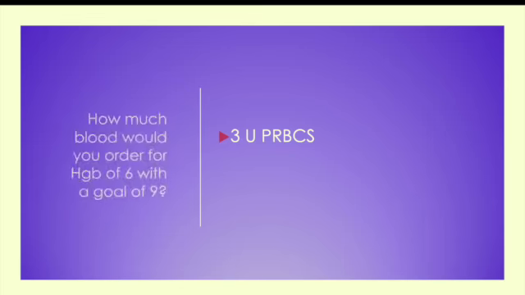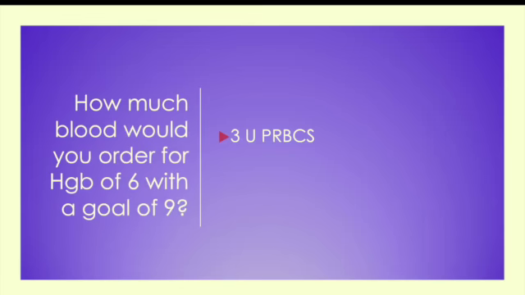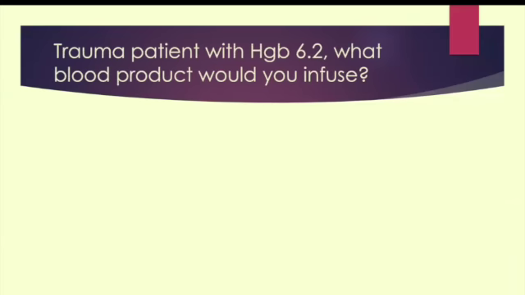And then 3 units of PRBCs is what you would order if your hemoglobin was 6. Remember, it's 13% for each unit of red blood cells that you give. So the trauma patient with a hemoglobin of 6.2, what blood product would you infuse? Of course, we're going to do whole blood.